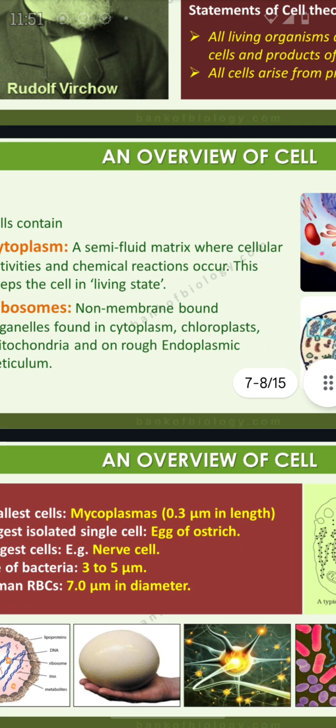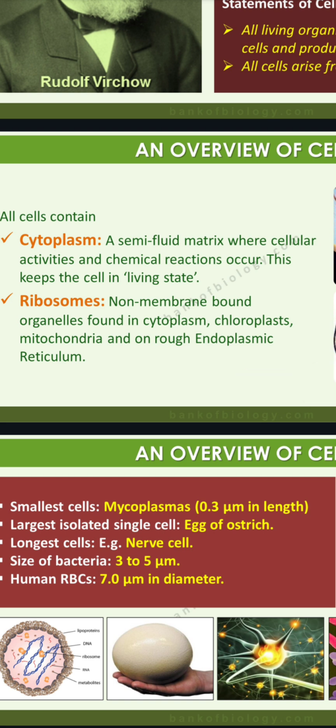Okay, next, ribosome. Cytoplasm and ribosomes are common things, whether it is a bacterial cell or a human cell. We'll learn about this, but now I'm just giving an introduction. Ribosomes are non-membrane bound organelles found in the cytoplasm, chloroplast, mitochondria, and on the rough endoplasmic reticulum. Their main function is to synthesize proteins.